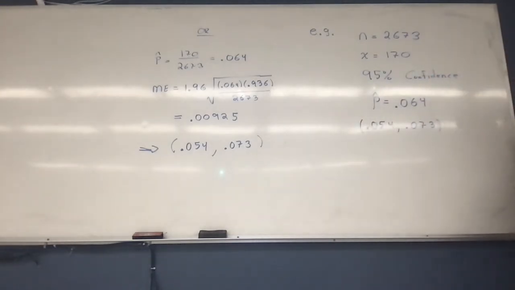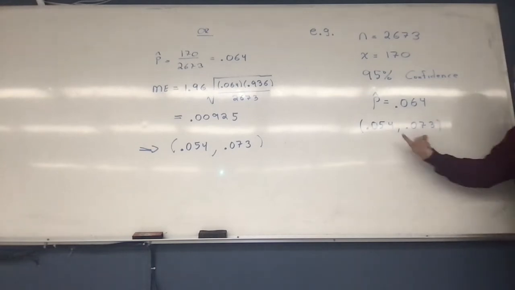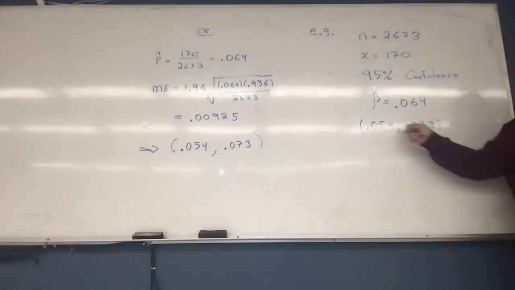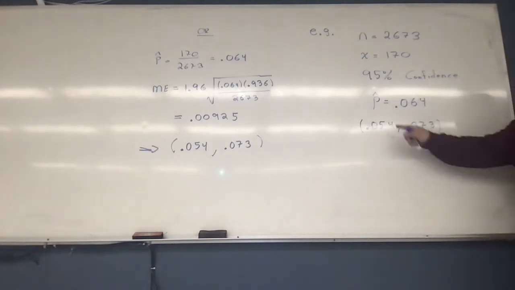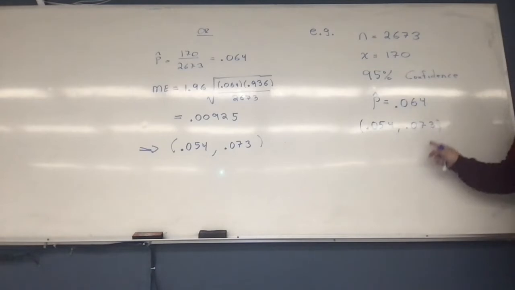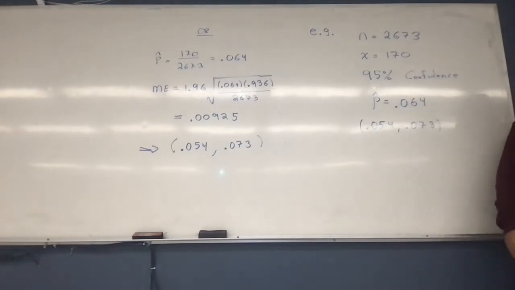Well, how much around there? With 95% confidence, that's the interval. So between here and here. So 5 to 7% of heterosexuals have had more than 2 partners. So I'm 95% confident that the true proportion of adult heterosexuals who yada, yada, yada is between 5.4% and 7.3%. That's the best I can say.